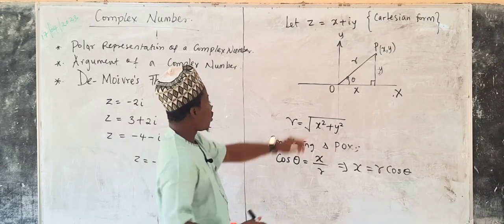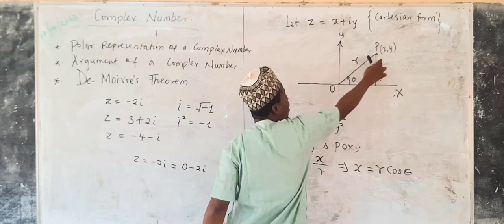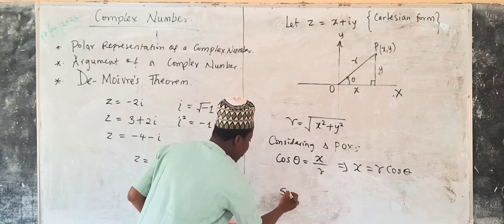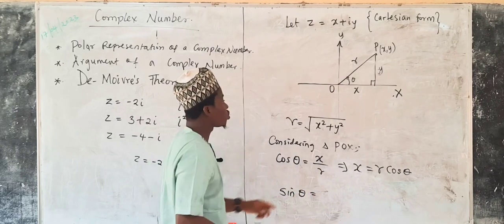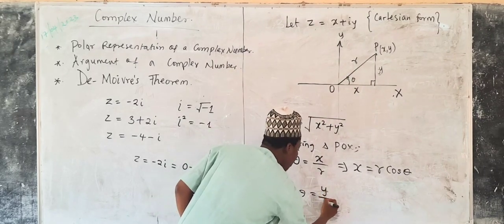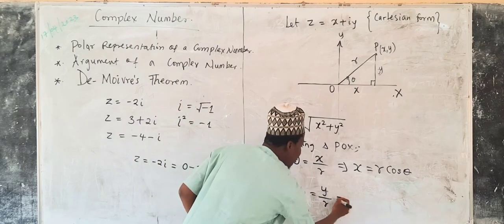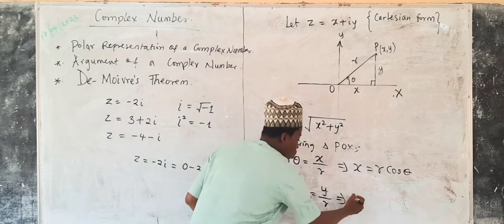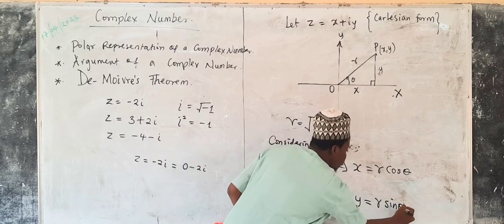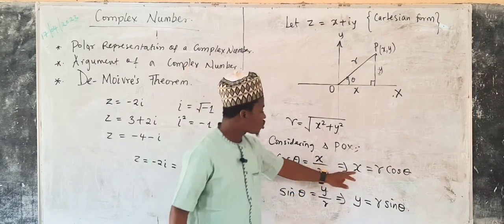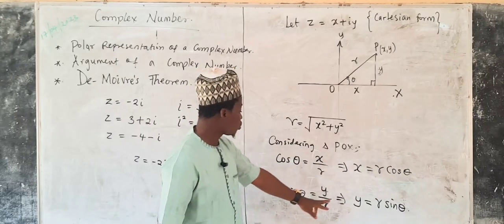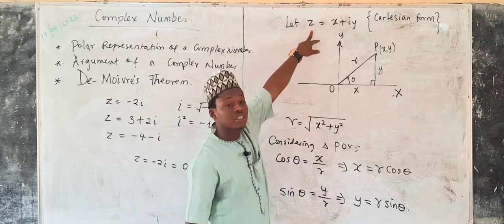Now, for y, consider this side over r. We have sin theta equal to y divided by r. Cross multiplying, we have that y is equal to r sin theta. So we have our x to be r cos theta and our y to be r sin theta. This time around, we will substitute the values of x and y in this Cartesian form.